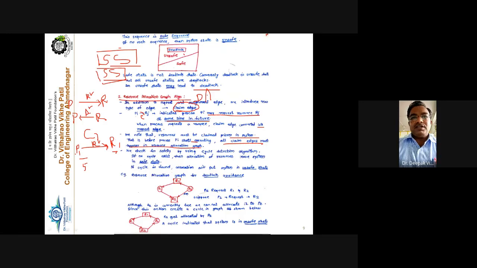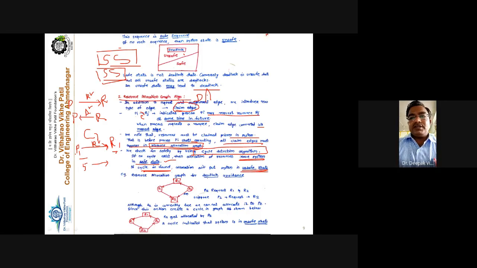So here the role of the resource allocation graph comes into the picture. Before the start of the execution, all the edges are marked as claim edges in the resource allocation graph. Then we check for safety by using the cycle detection algorithm. If no cycle exists, then allocation of the resources leaves the system in a safe state. If there is no cycle, then definitely the system will be in a safe state. But if a cycle is found, allocation will put the system in an unsafe state.